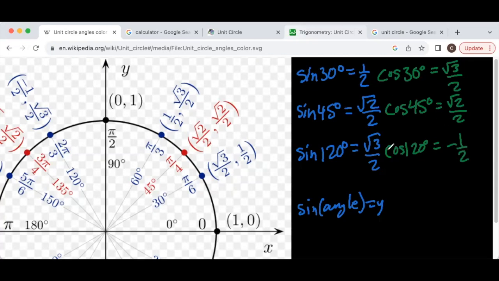So what should be your main takeaway from this? Cosine of any angle is the x coordinate. It's always the x coordinate of the point.